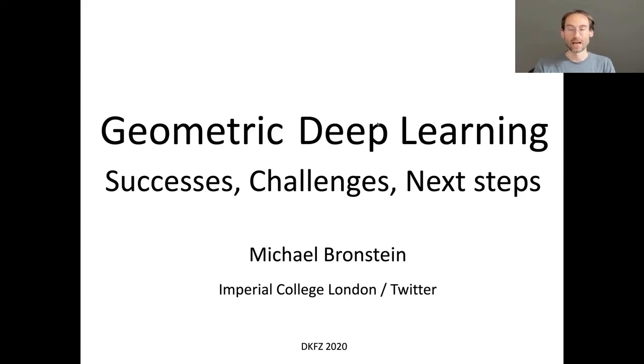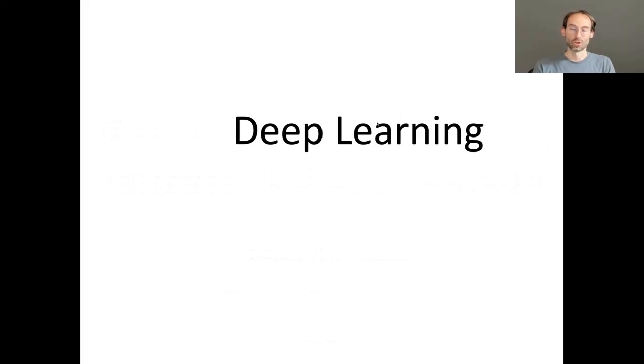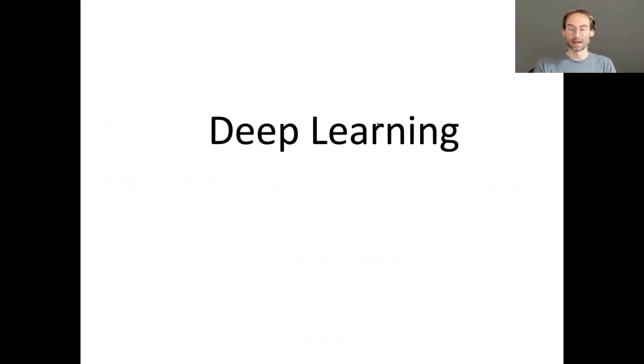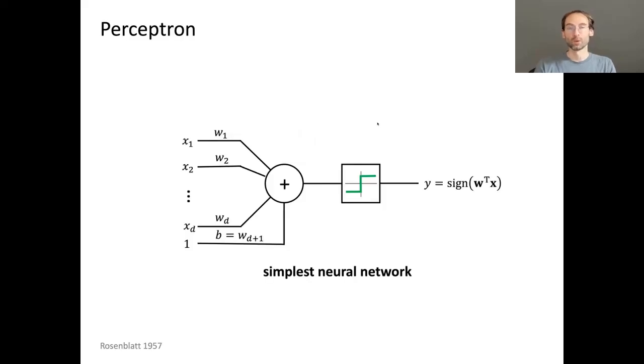Before we dive into geometric deep learning, let's take a step back and look at a concept that is important not only in deep learning, but in machine learning in general. This is the notion of inductive bias. If we take a very simple neural network, such as the perceptron, which is almost 70 years old, what it does is take an input, weight it by a set of learnable weights, and then pass it to an activation function. This is a very simple neural network, and it was criticized for being unable to represent certain functions such as XOR.